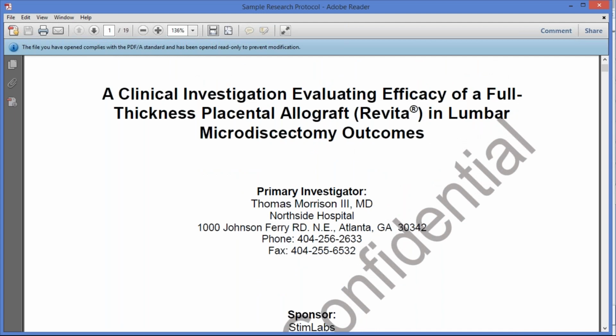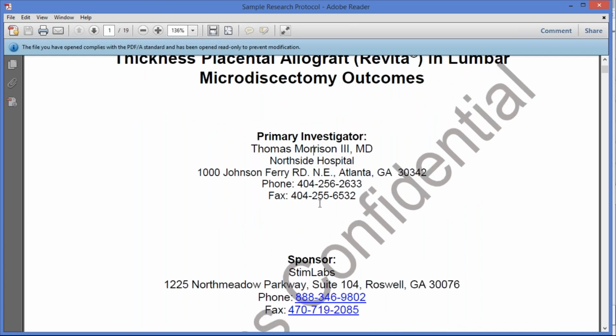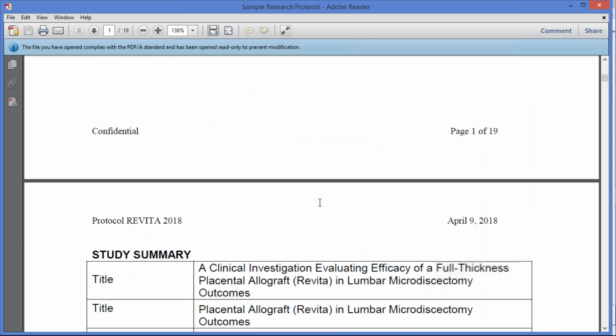So the title page will cover all these. The title page will cover the title of the protocol, like investigator details and the sponsor details. Investigators explain: investigator name, address, telephone number, fax, email, and all. The sponsor also will collect the same details.